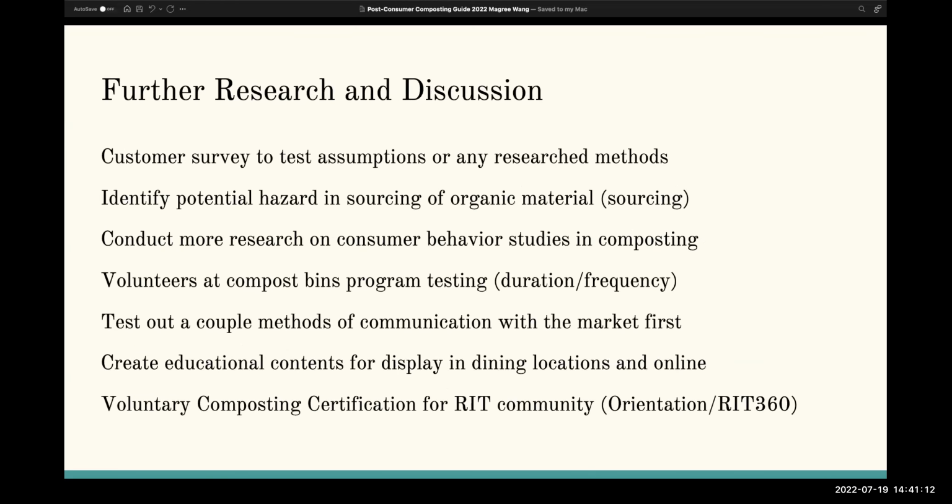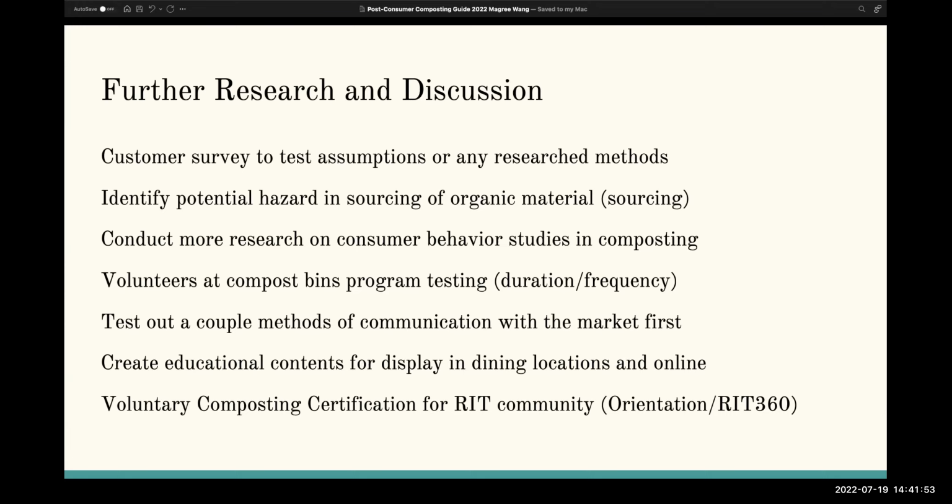Yeah. So some further research and discussions. I wasn't able to do customer surveys, but once I got into the project and did some research, I found that would be very valuable to test some assumptions, and also the methods of implementation. As I mentioned before, identifying some hazard source of maybe chemicals in the food source would be important as well.